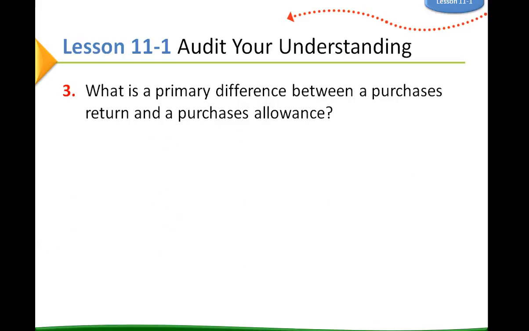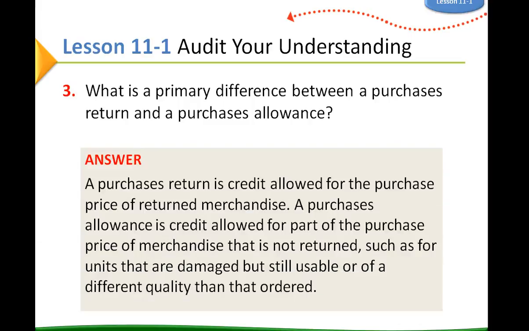What is a primary difference between a purchaser's return and a purchaser's allowance? A purchaser's return is credit allowed for the purchase price of the returned merchandise when a customer brings something back. A purchaser's allowance is credit allowed for part of the purchase price of merchandise that is not returned, such as for units that are damaged but still usable, or of a different quality than had been ordered.